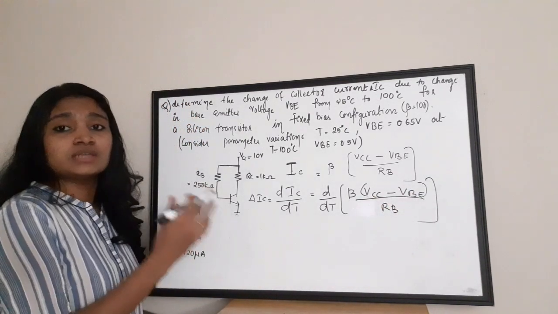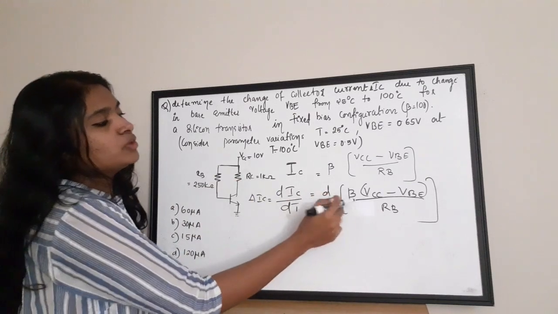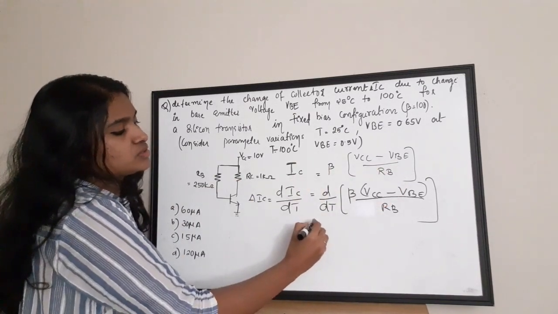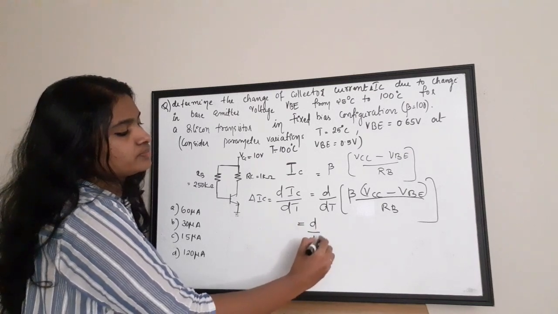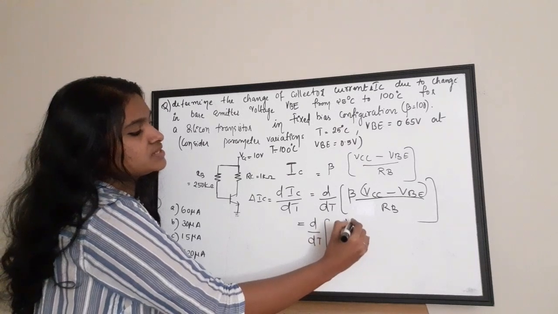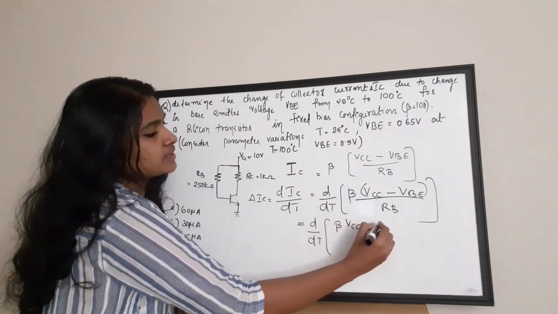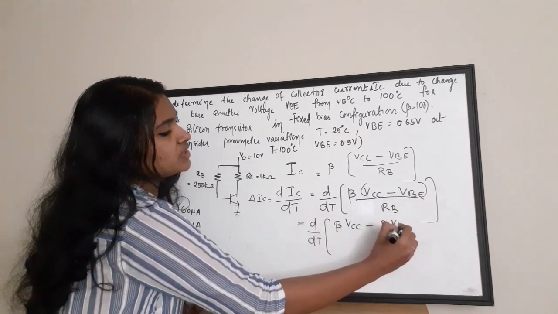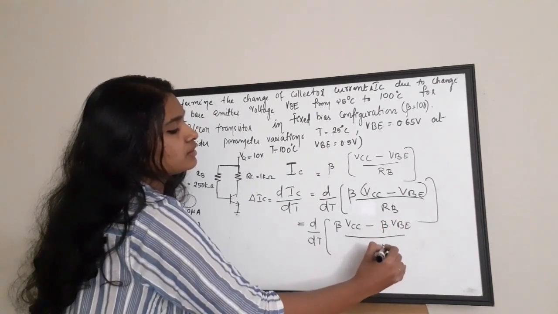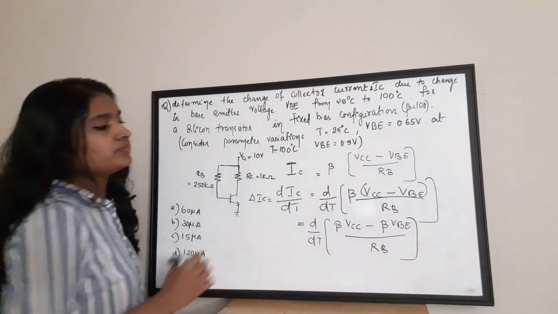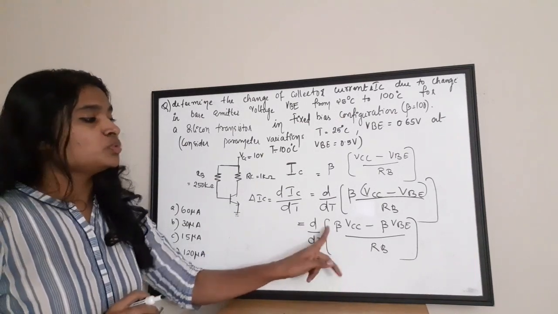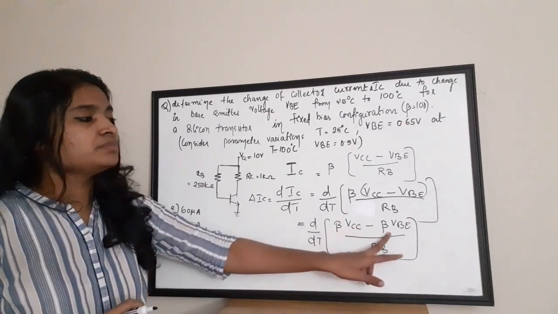Right, I hope this is easy to follow. Now I'm going to take this beta to inside the bracket. Okay, so d by dt of beta into VCC minus beta into VBE by RB. Okay, in the next step, I'm going to split this denominator RB to both this beta VCC and beta VBE.